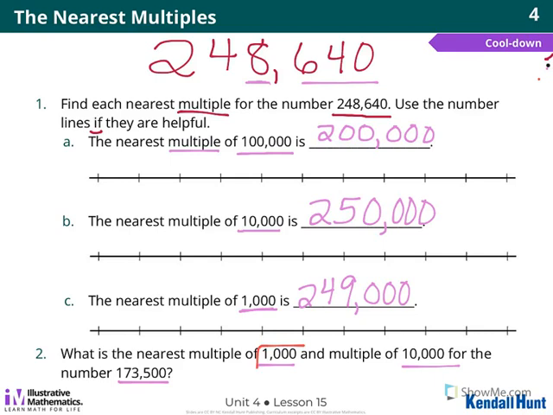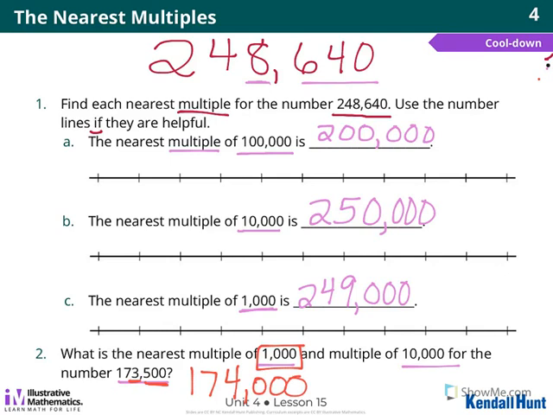So if I start with thousands, I'm going to underline my thousands place. It's a 3, and I'm going to think, is this number closer to 173,000 or 174,000? 500 puts us closer to 174,000.